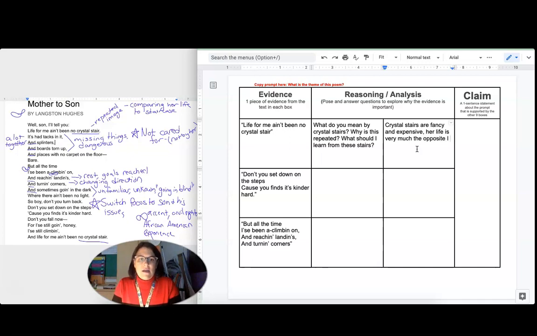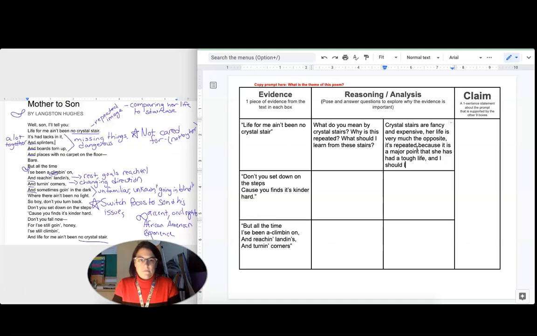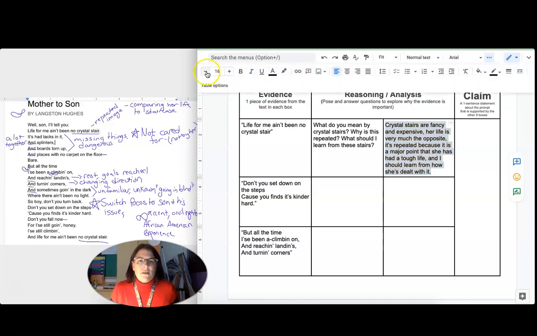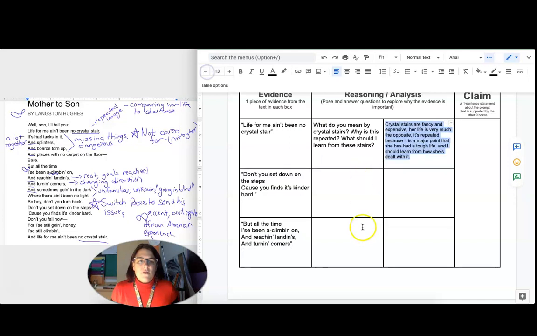And it's repeated because it is a major point that she has had a tough life, and I should learn from how she's dealt with it. Okay, and just to make it fit, I'm going to make this a little smaller. Meanwhile, I'm also going to continue to think about some of the other evidence.